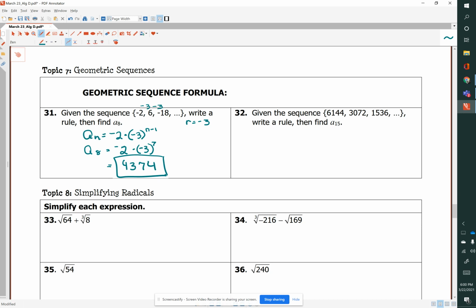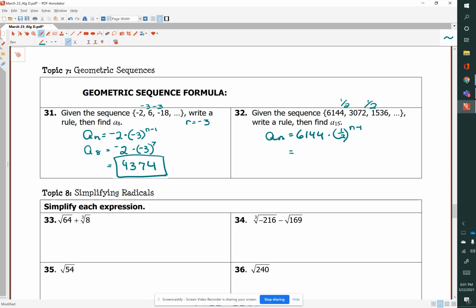Now we have a decreasing sequence, and if you look carefully, each one of these is being divided by 2, or multiplied by 1/2. So our rule would be a sub n equals 6,144, the first term in the sequence, multiplied by 1/2, raised to the n minus 1 power.